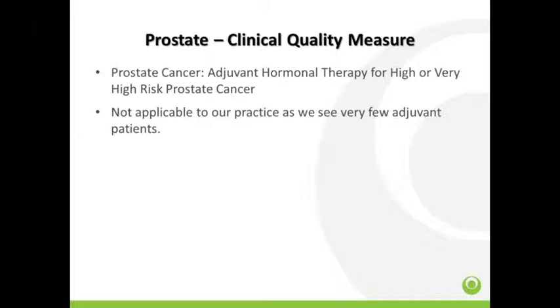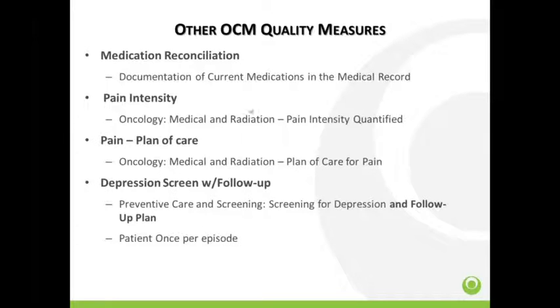Prostate, this one may not pertain to us as much because we don't do much treatment of adjuvant prostate patients, but if you do have an adjuvant prostate patient, please think of this. Other OCM quality measures that we'll be reporting: medication reconciliation every visit. Pain intensity, we touched on this. Pain intensity and the plan of care. That means if the pain registers greater than 1, we have to have a plan of care, even if it is to observe the patient.